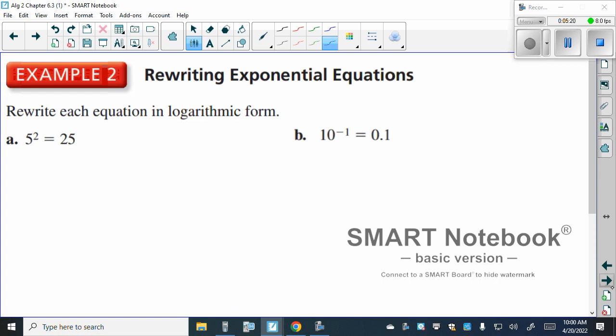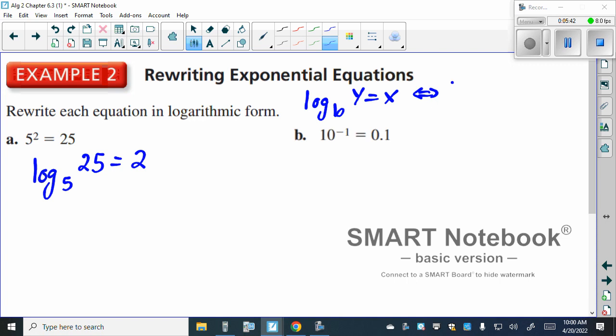Now we're going the other way around. Okay, so what do we think for this here? Log base 5 of 25. Yes. Because again, we're saying log base b of y equals x if and only if b to the x is equal to y.